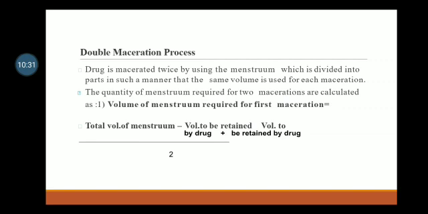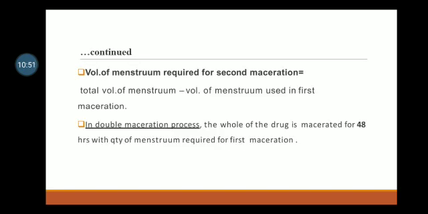The quantity of menstruum required for two macerations is calculated as follows. First, the volume of menstruum required for the first maceration is equal to the total volume of menstruum minus the volume to be retained by the drug, divided by 2, plus the volume to be retained by the drug. The volume of menstruum required for the second maceration is equal to the total volume of menstruum minus the volume of menstruum used in the first maceration. In the double maceration process, the whole of the drug is macerated for 48 hours with the quantity of menstruum required for the first maceration.